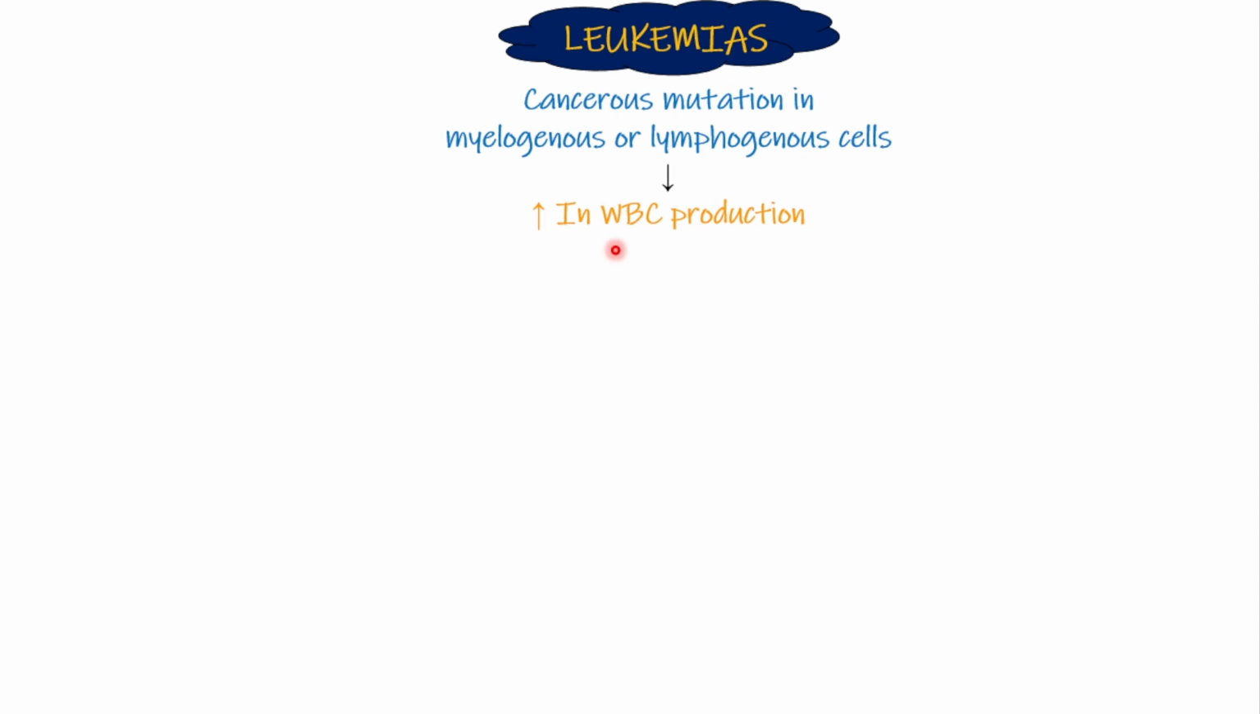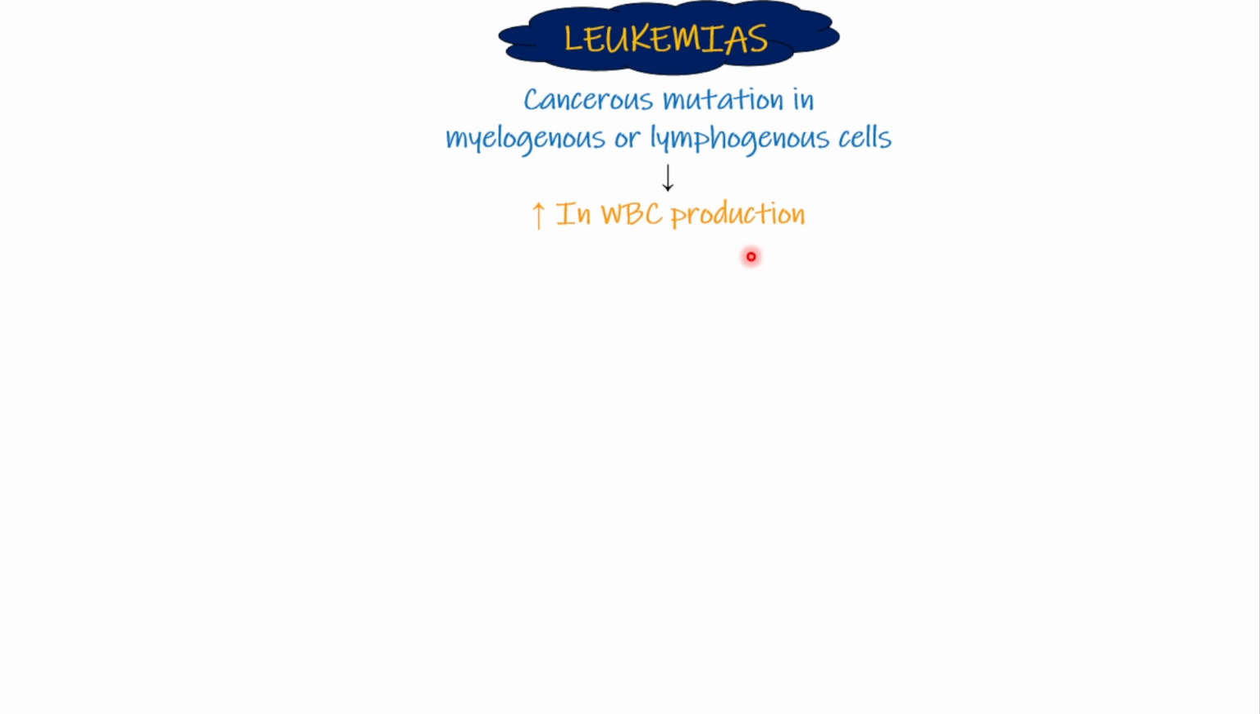What is the function of the white blood cell? The function of the white blood cell is to protect the body against foreign infections. But these abnormal white blood cells are unable to protect the body against foreign infections. So it's a paradox that we have a lot of WBCs, but they are unable to function well. So this is one thing.